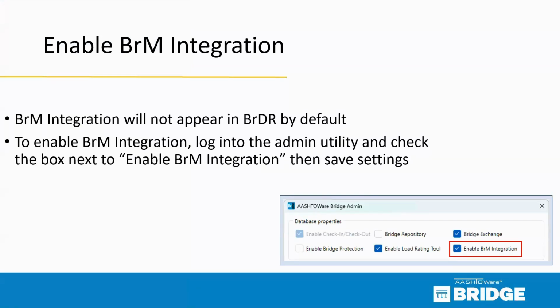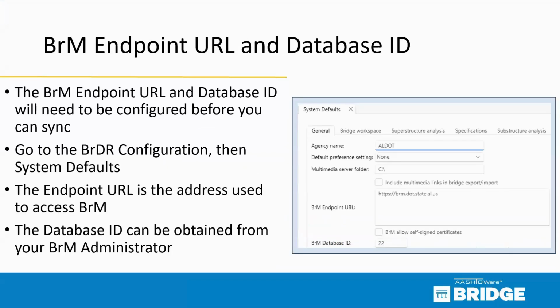So BRM integration will not appear in BrDR by default, just like the load rating tool. So to enable BRM integration, you'll need to log into your admin utility from your Windows menu, and then check the box next to enable BRM integration, and then save your settings there. You'll also have to set up the BRM endpoint URL and database ID. These will have to be configured before you can sync anything, including some of these configuration settings.